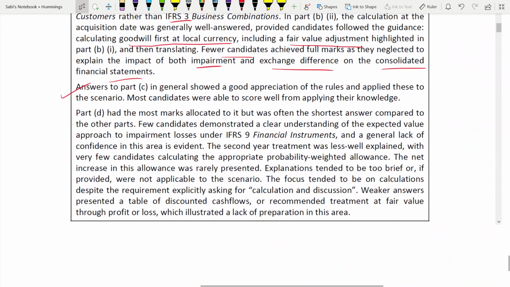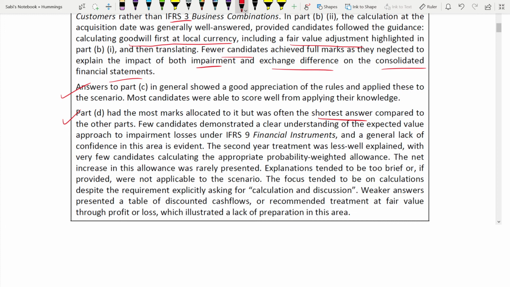Part D is my concern. It is the shortest answer. But the reality is that it should be the longest answer, because it has 11 marks compared to the other parts. Why is it the shortest answer? Have you ever thought about why you write something?